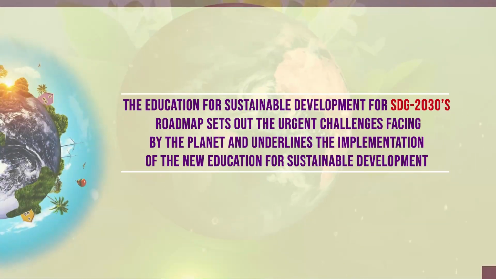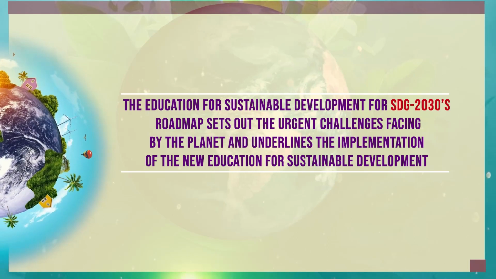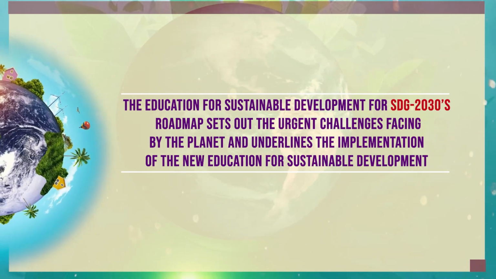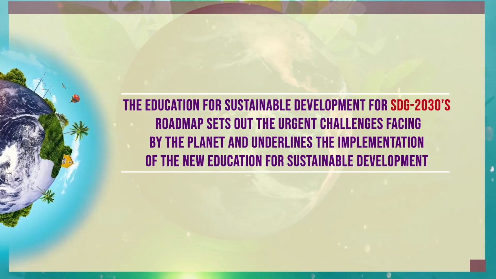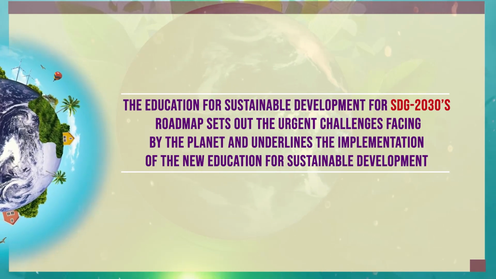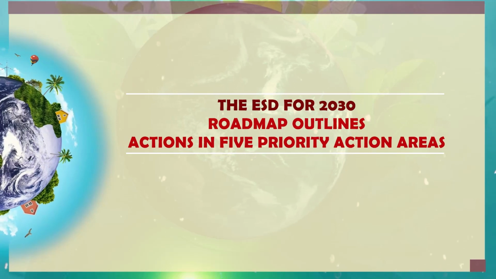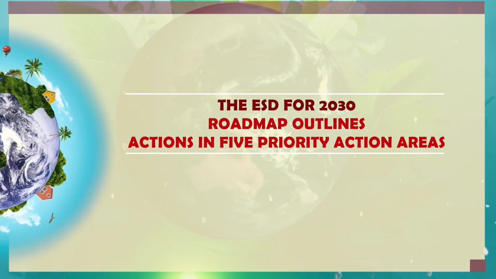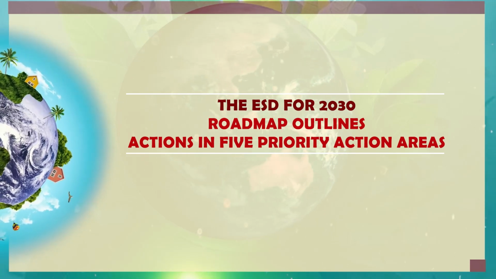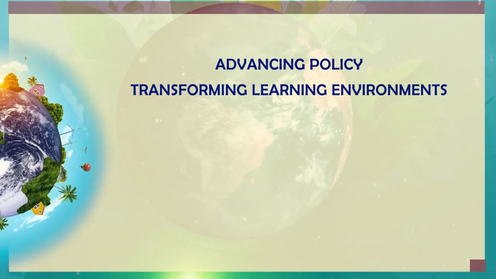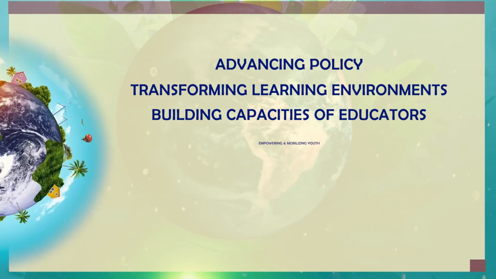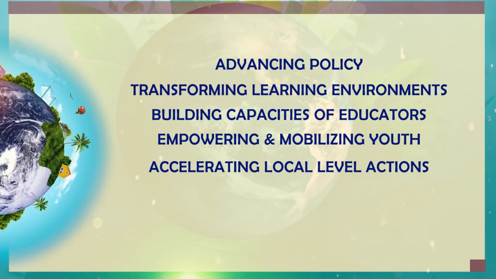According to UNESCO's recent documents, sustainable development is the ultimate goal of the man-environment relationship. Thus, the whole education process should be reshaped for sustainable development. The Education for Sustainable Development goals of the 2030 roadmap set out the urgent challenges facing the planet and underline the implementation of new education policies for sustainable development. The ESD for 2030 roadmap outlined actions in five priority action areas. These are advancing policy, transforming learning environments, building capacities of educators, empowering and mobilizing youth, and accelerating local level actions.